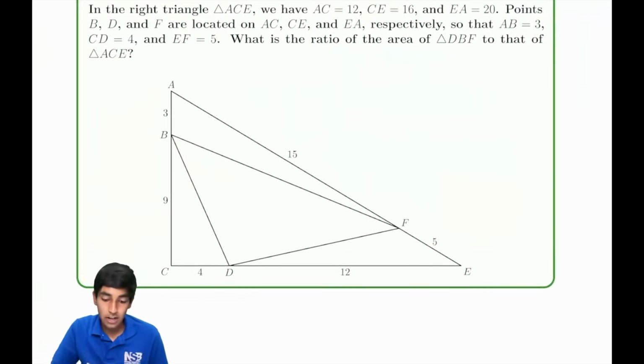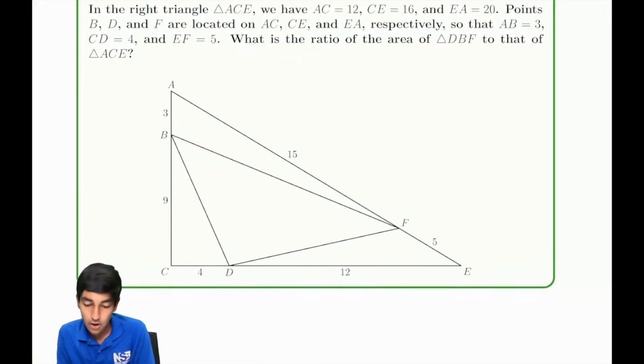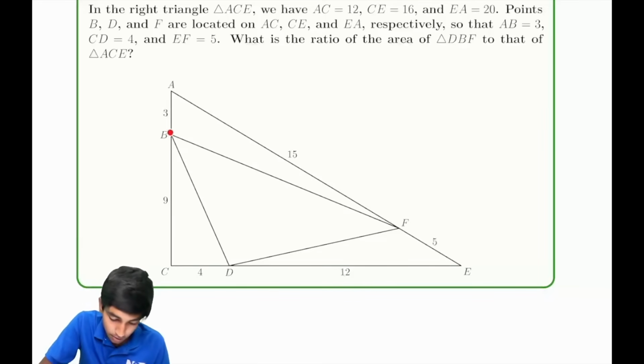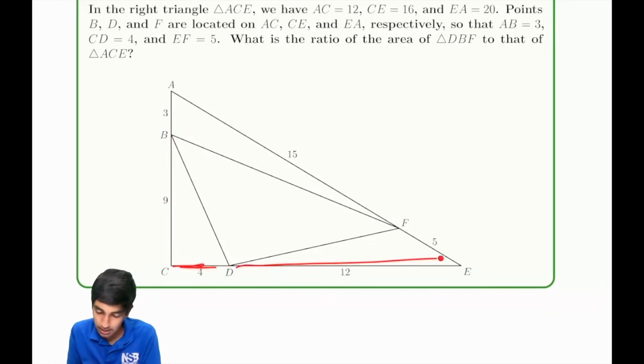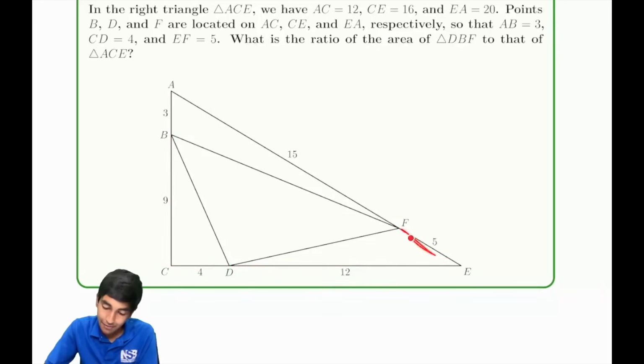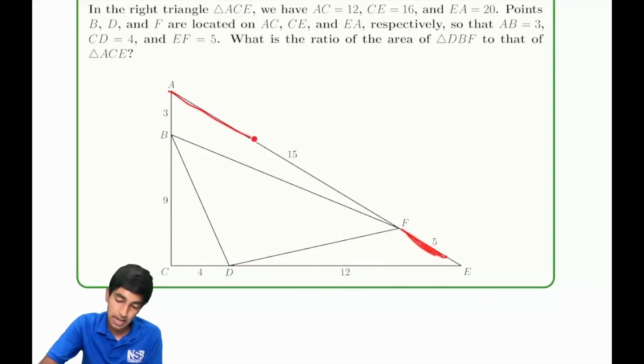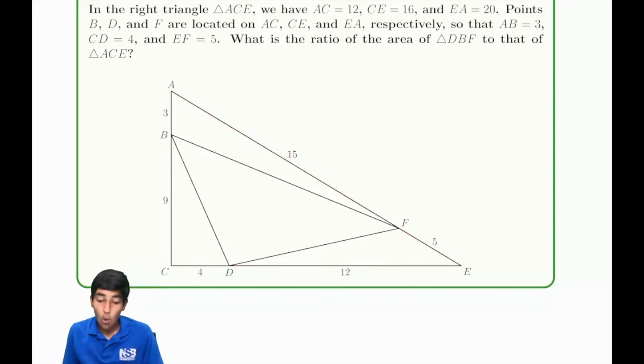In right triangle ACE, we have AC is 12, CE is 16, and EA is 20. We have points B, D, and F located so that AB is 3, and by subtracting we get BC is 9. We have CD is 4, and by subtracting we get DE is 12. And EF is 5, and by subtracting we get AF is 15. What's the ratio of the area of DBF to ACE?